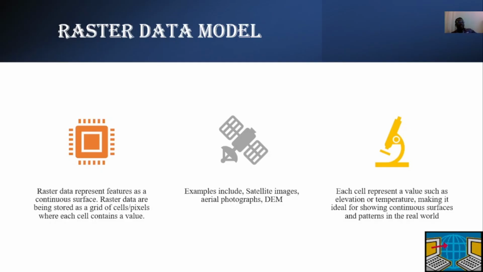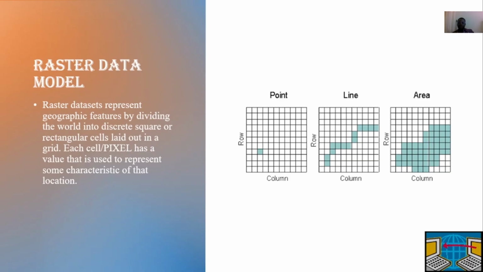Then there comes the TIN data. It's not common. TIN data is made up of a series of triangles, and behind those triangles, it contains numbers as well. So this is a raster data model. You see there is a small point here which is showing points. Then we have the line and the polygon as well.